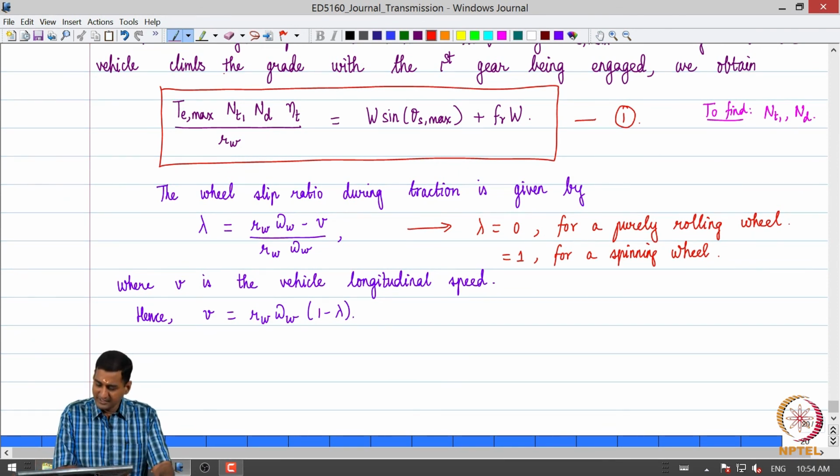So I will stop here. In the next class we will come back and continue from here. We will look at the maximum speed specification, how that gives us an equation for the highest gear, and we will also reason out some mechanism by which we determine the intermediate gear ratios. That is something we will complete in the next class.